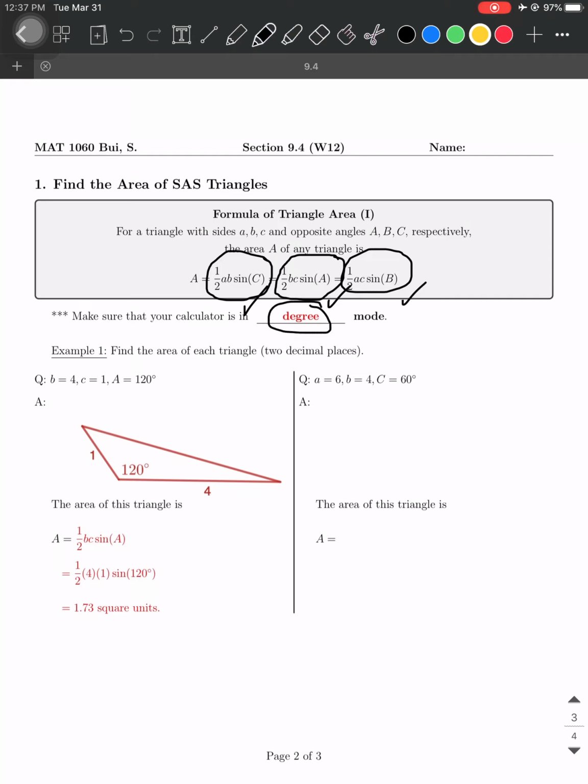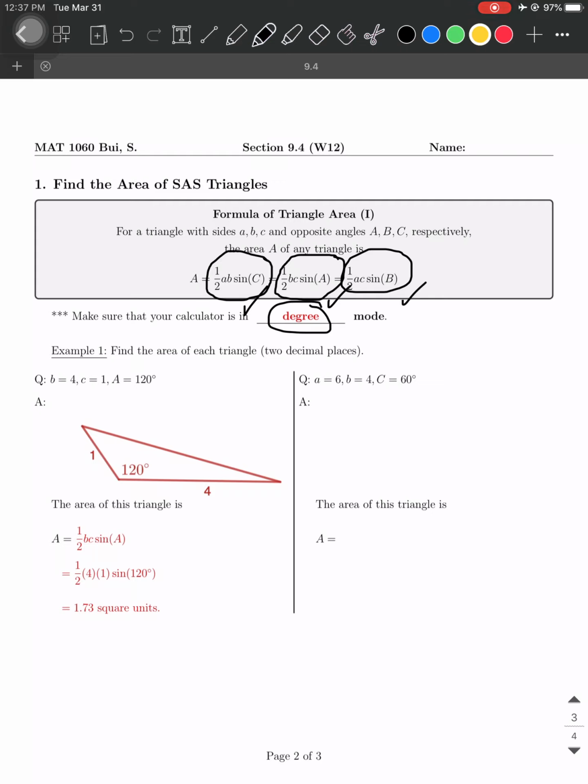And just a heads up, make sure your calculator is in degree mode. So again, for the law of sines, the law of cosines, and the area of a triangle, make sure your calculator is always in degree mode. Okay, if you put it in radian mode or any different mode, you will get a different answer, which is wrong. Okay, so make sure it's in degree mode.